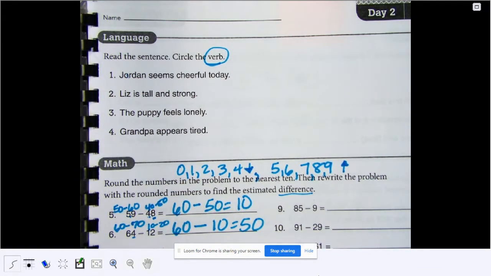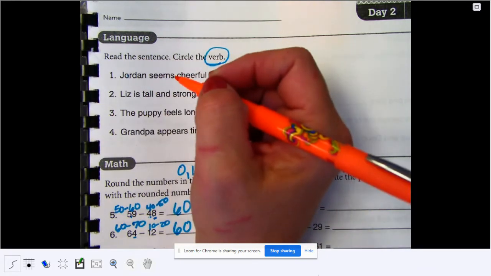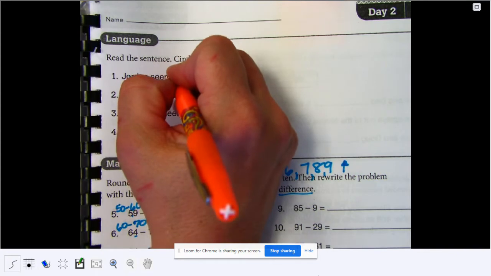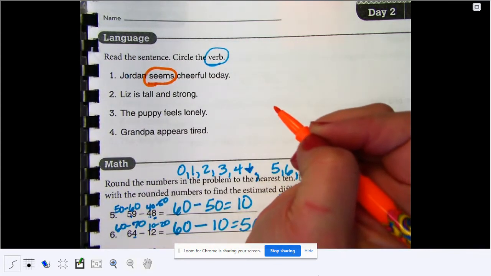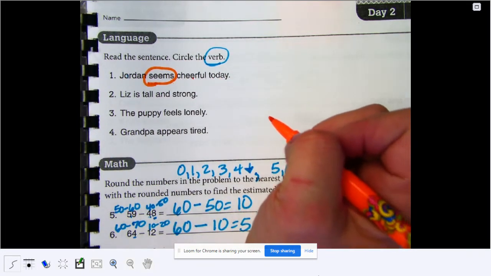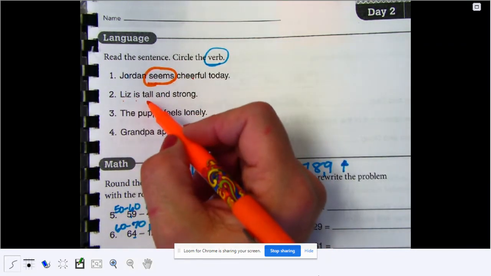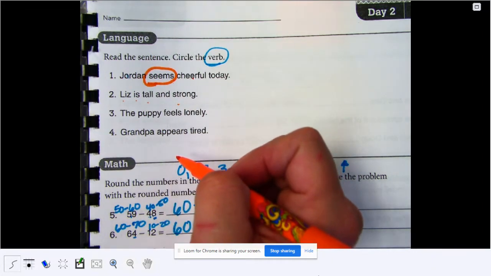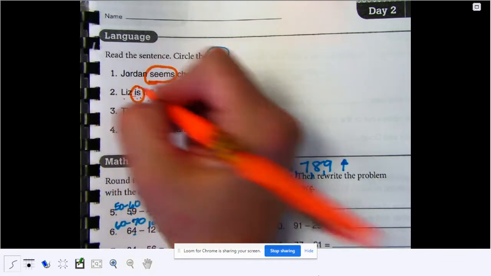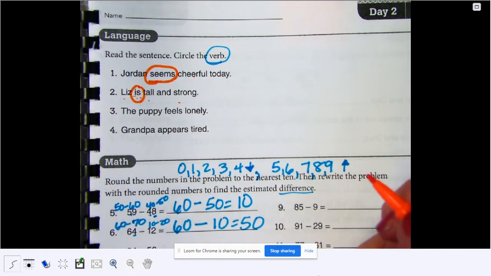It says read the sentence, circle the verb. So it says Jordan seems cheerful today. Jordan seems. So these are linking verbs that we're dealing with today. We haven't learned about those yet, but that one is what our verb is. And how does he seem? He seems cheerful. Cheerful is an adverb. Liz is tall and strong. Liz is. We can circle is. So these are linking verbs right there.